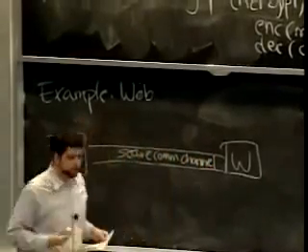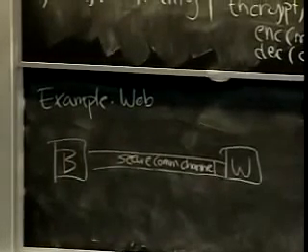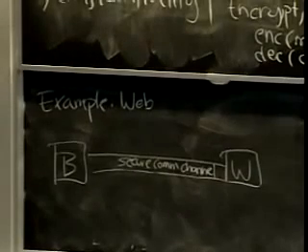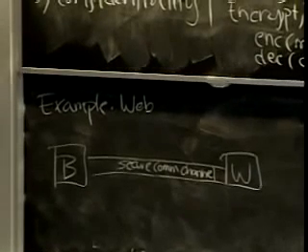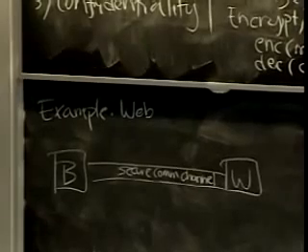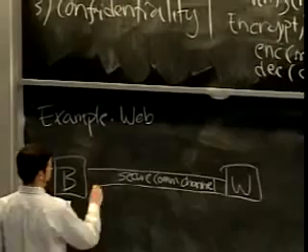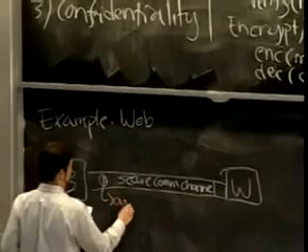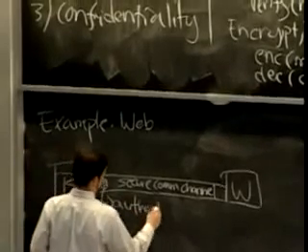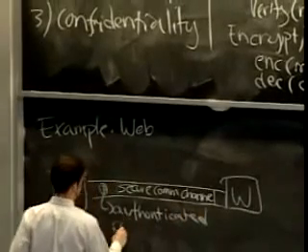If you like, you can think of the secure communication channel as having been established by a protocol like the one I've shown here. In practice on the web, there's a common protocol used to establish the secure communication channel called SSL, Secure Sockets Layer. So this channel has been authenticated and it's confidential.